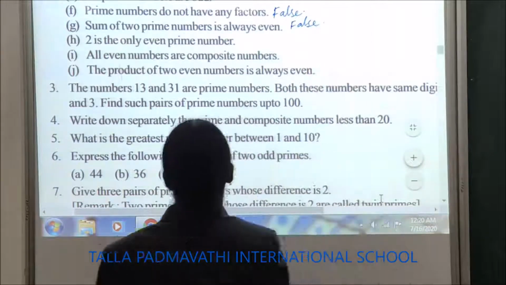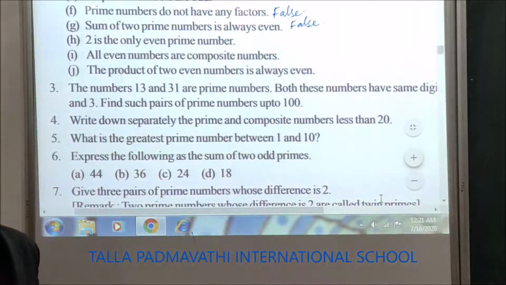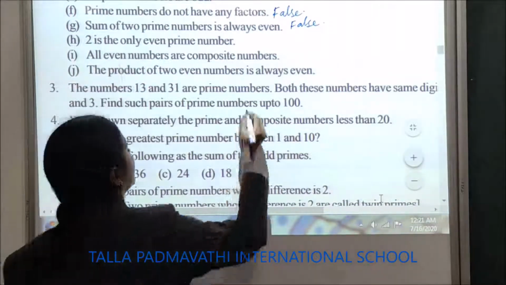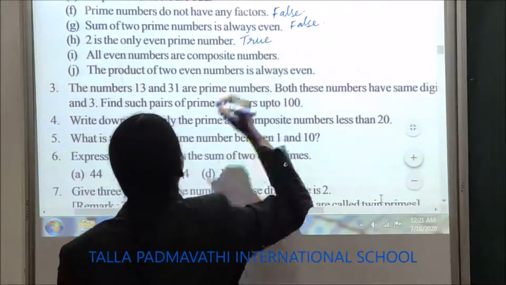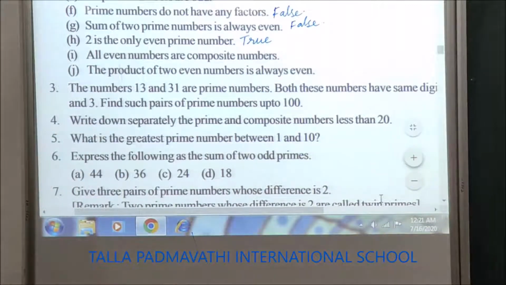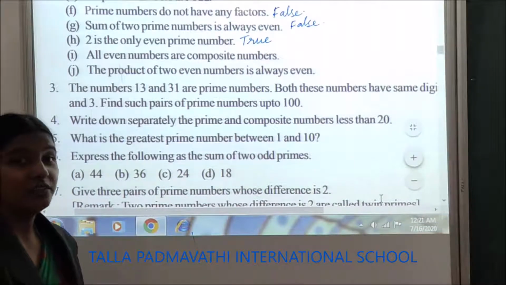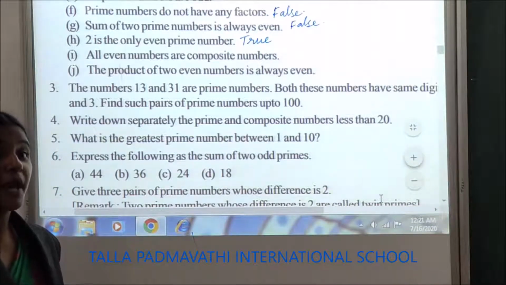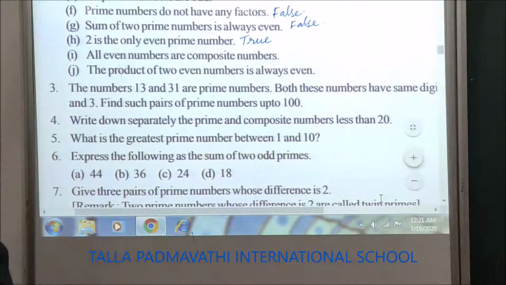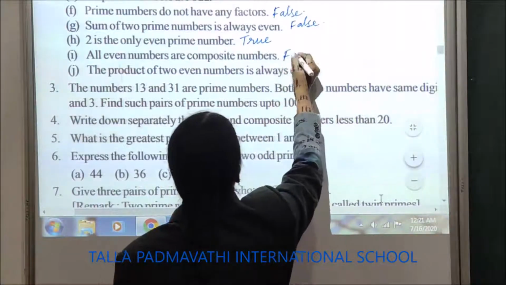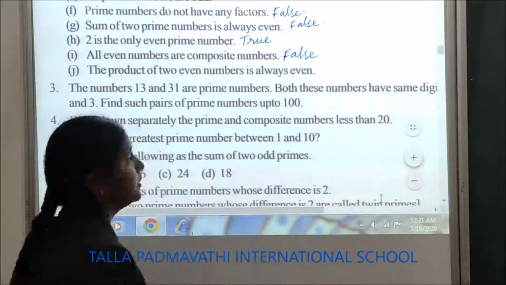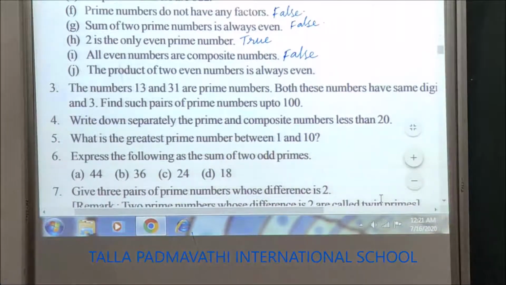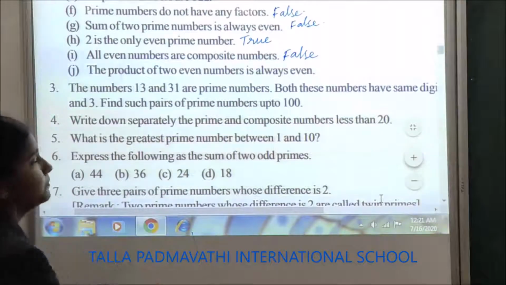It is odd also. 2 is the only even prime number. Yes, 2 is the only even prime number. It is true. Next. All even numbers are composite numbers. All even numbers are composite numbers, children? No. Here we have number 2. Number 2 is an even number, but it is a prime number. It is not a composite number. So it is false. Except 2, the remaining even numbers are composite numbers, but 2 is included in that. So it becomes false.